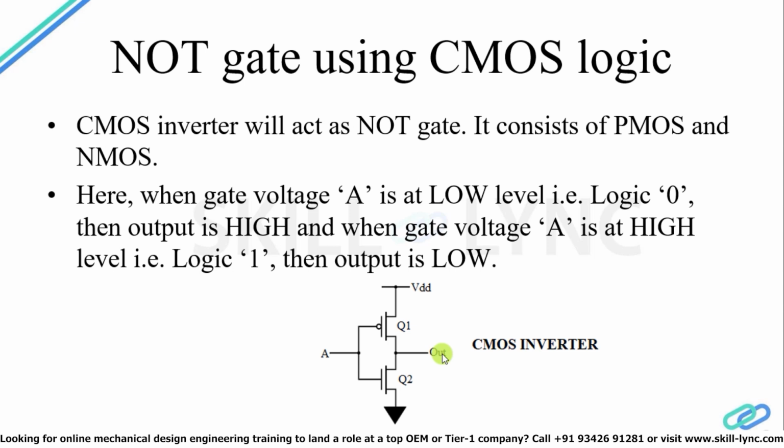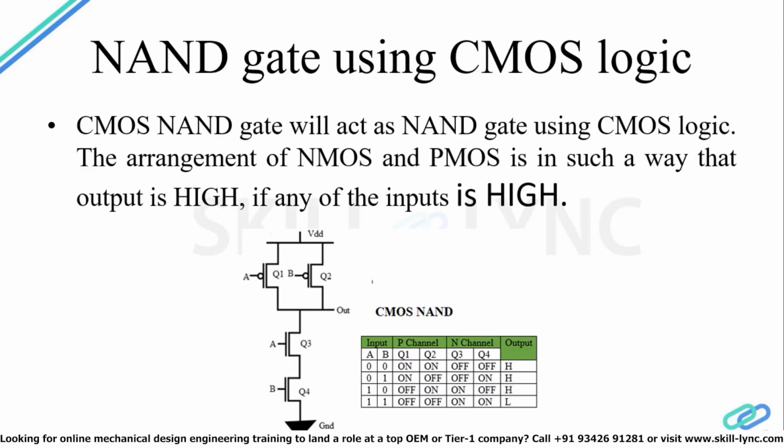It is known as CMOS inverter because the function of an inverter, or a NOT gate, is that whenever input is 0, output is high, and whenever input is high, output is low. The same process is done using the switches PMOS and NMOS. PMOS works for 0 voltage and NMOS works for gate voltage equal to 1. Okay, let's move further with the CMOS NAND gate.